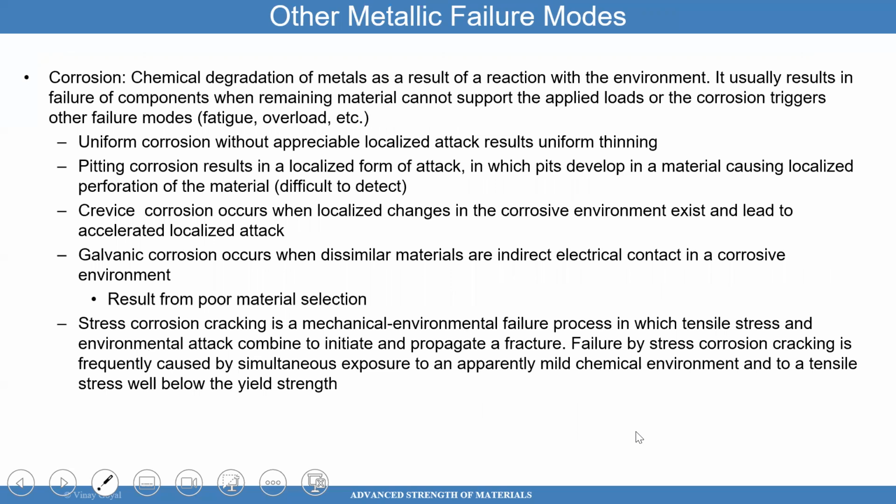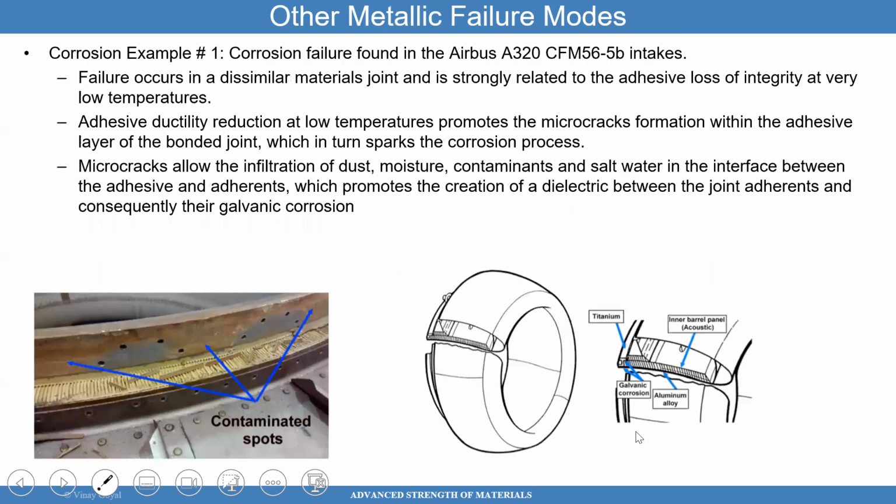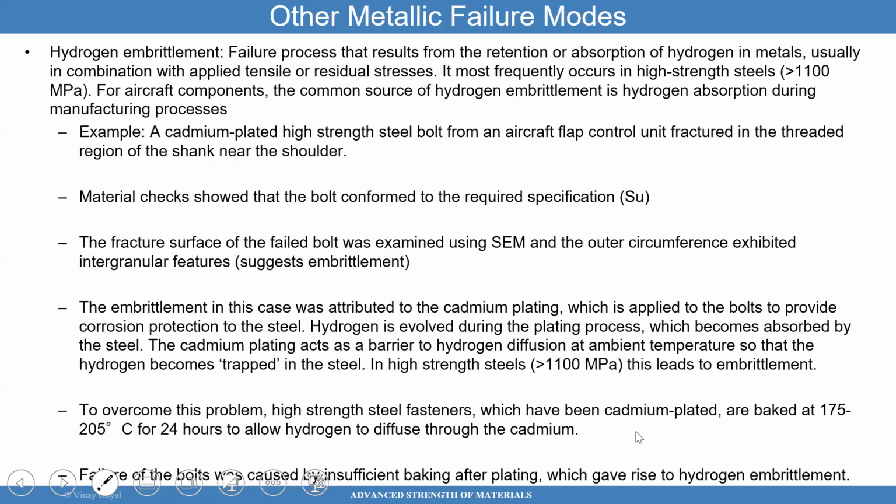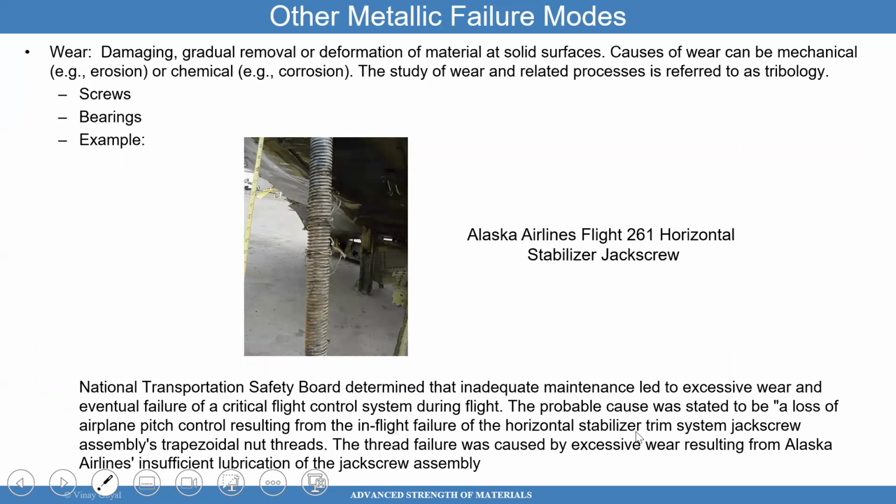Corrosion can also be a different problem that needs to be considered. It is chemical degradation of metals. Here's an example of an Airbus A320 where there was significant failure due to corrosion in the components of the aircraft. Here's another example, Alaska Airlines Flight 261, where all the passengers unfortunately perished. In this case, the stabilizer jack screw failed due to wear. That's another one that people miss: if you have constant loading, it can wear the part through contact.